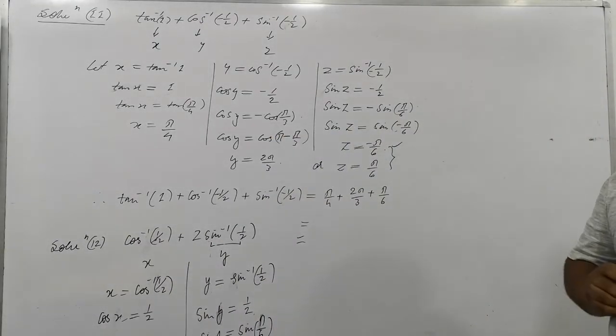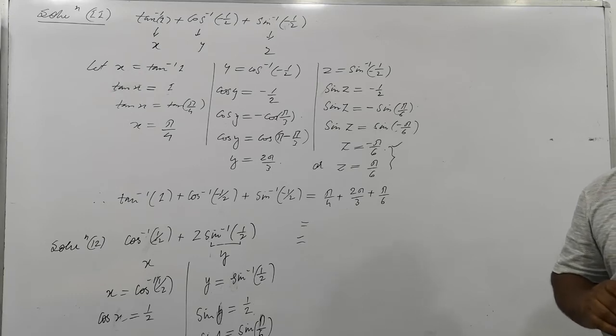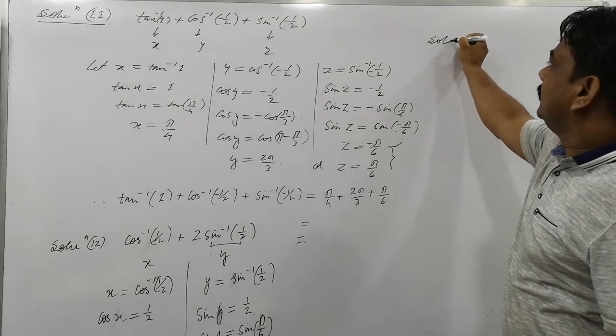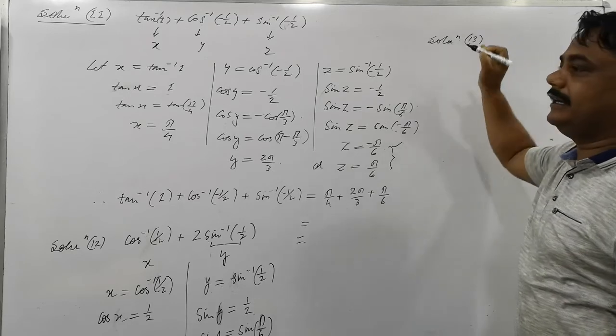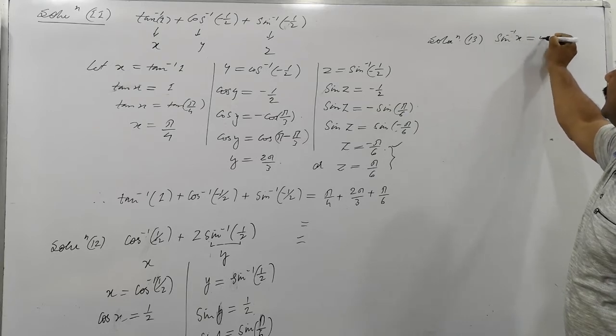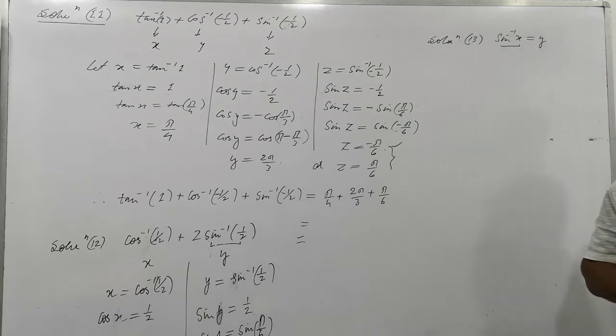Now some more questions. After question number 13, you will see sin inverse x is equal to y. You will have to change the way of reading the question. Sin inverse x is equal to y means the left side has the sin inverse function. Here x is the domain of sin inverse, and sin inverse x is the range of sin inverse, which is equal to y.